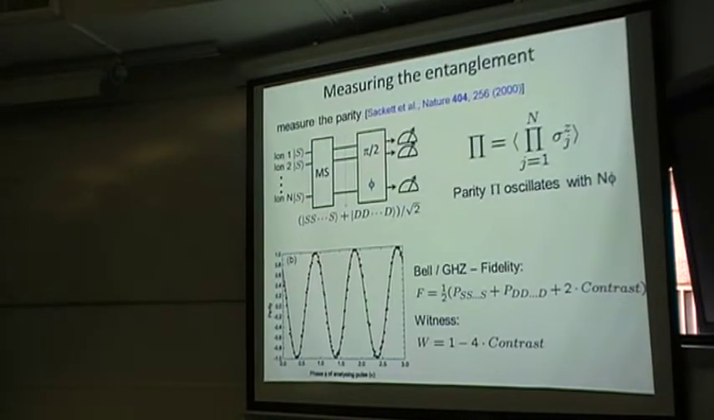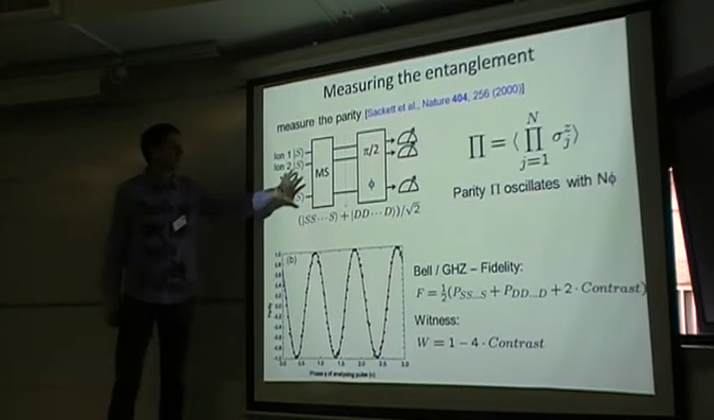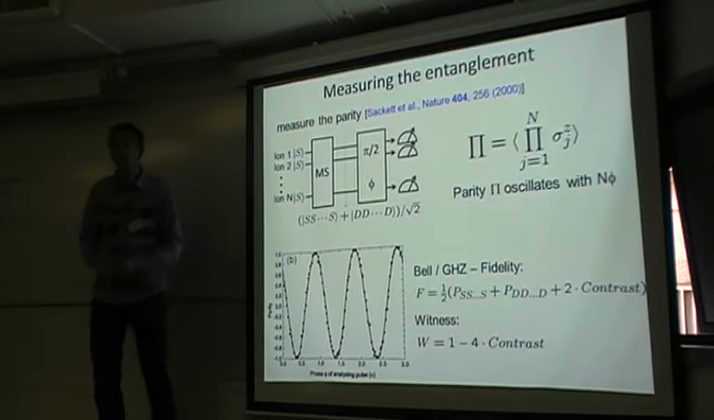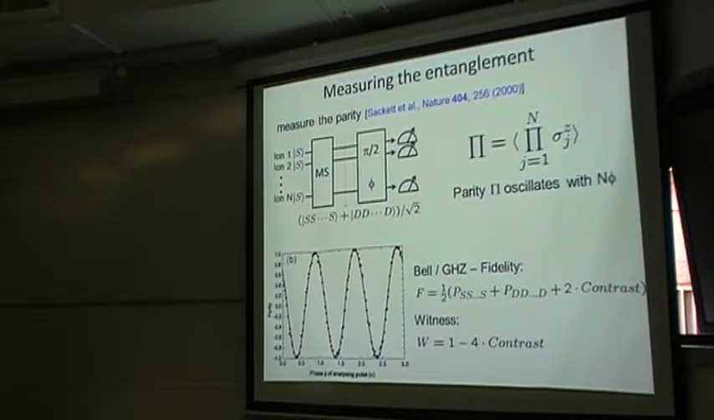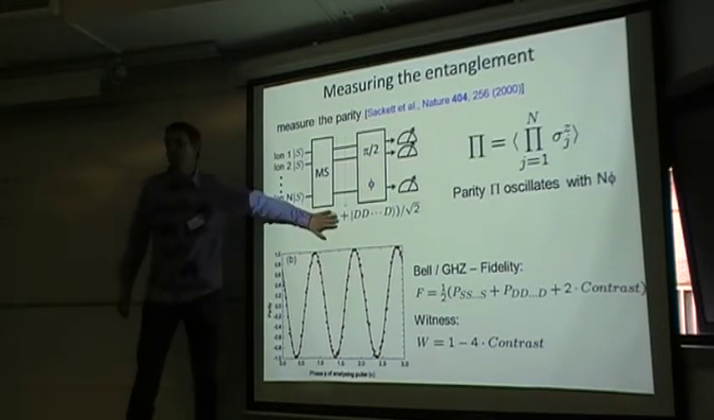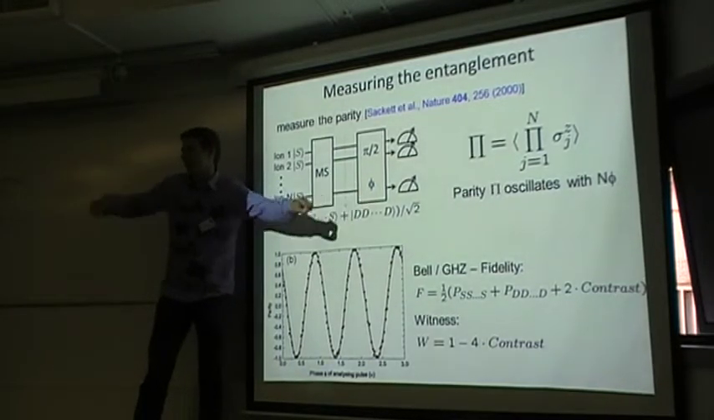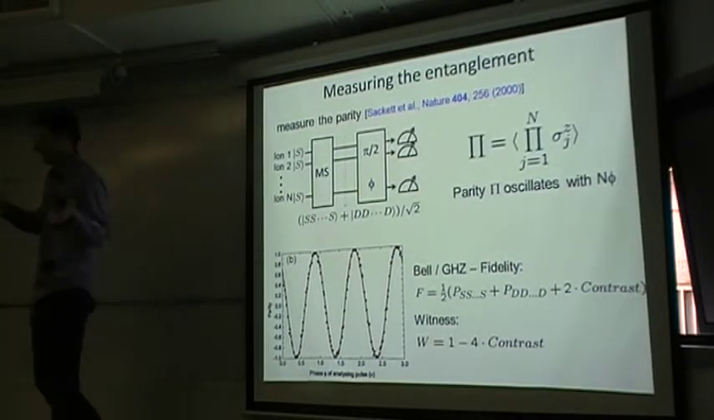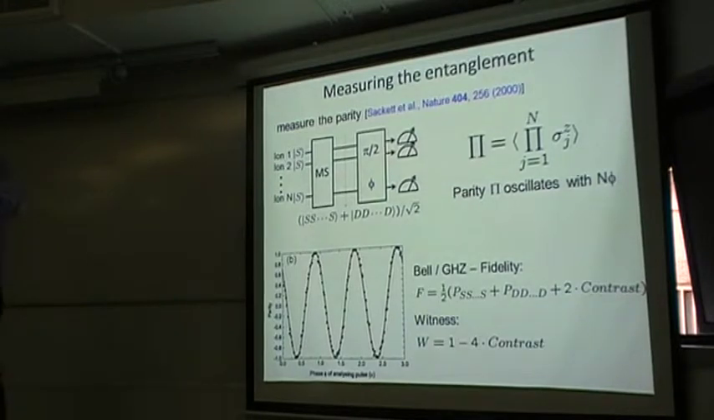Okay, that's how we detect the entanglement in the end. I also don't want to go so much into detail here. It's the so-called parity oscillations. You can think about it again like a big interferometer, where you have either SSSS, so either all of these atoms go one way, or, in a photon picture, all of these photons either go one way, or they all go another way.